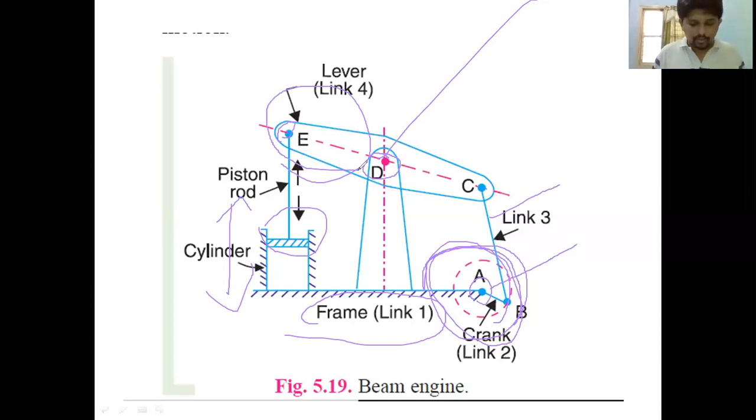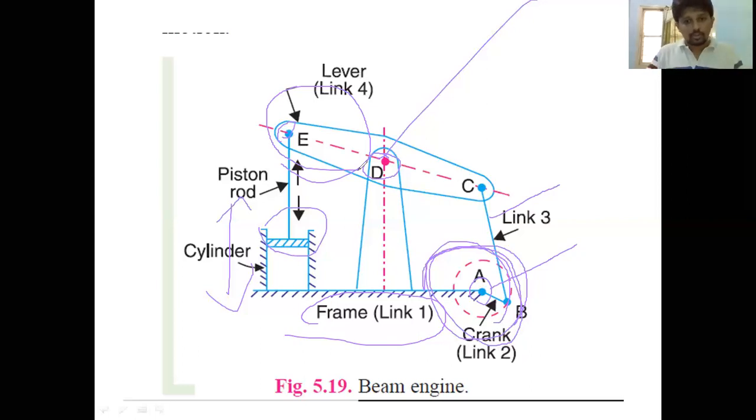So as I mentioned, in the four bar chain mechanism we have four things. Frame, which is fixed, you can see at link 1. Crank, which should make at least one revolution, you can see at link 2. The third one is the connecting link, which connects the crank and the lever. So the third one is our BC. CDE is our fourth link, which is our lever.